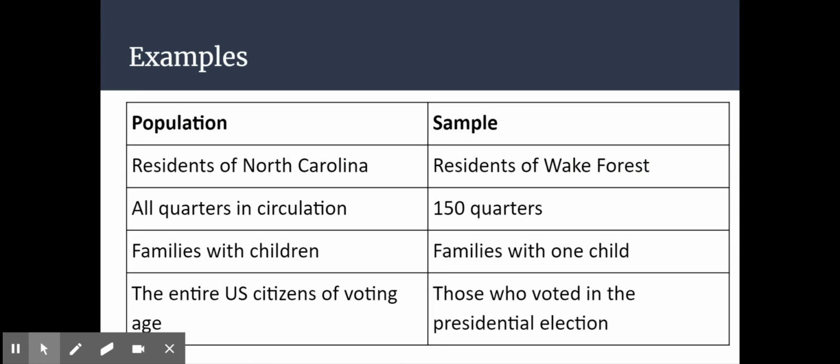Now, you're going to be able to think of a million different examples of population and sample, but just to get you thinking on the right track, here are four. Residents of North Carolina could be the population, and a sample of that could be residents of Wake Forest. All quarters in circulation, and we could take a small sample of 150 quarters. Families with children, our sample could be families with one child. Our population could be the entire U.S. citizens of voting age, and a sample could be those who voted in the presidential election. Again, our population and sample are going to vary based on whatever our experiment or survey is that we're conducting, but here are just a few examples.